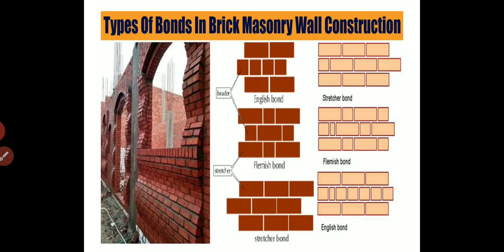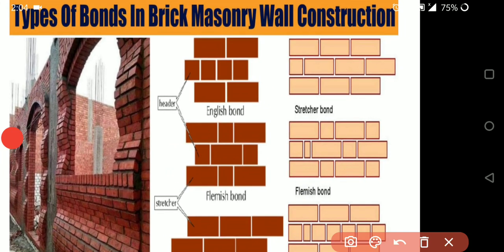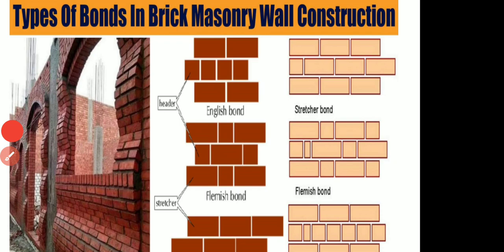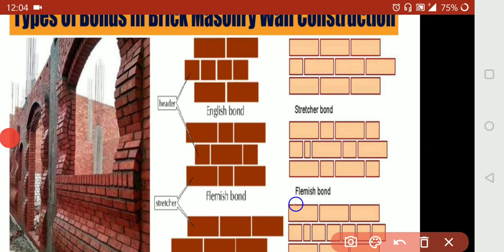You can see here, this is a stretcher bond. In this stretcher bond, the second layer is above. In Flemish bond, you can see here, these bricks are provided in each layer. In Flemish bond, you can see here the layers: this layer is different, this layer is different.